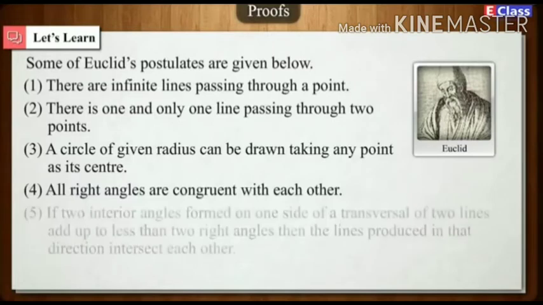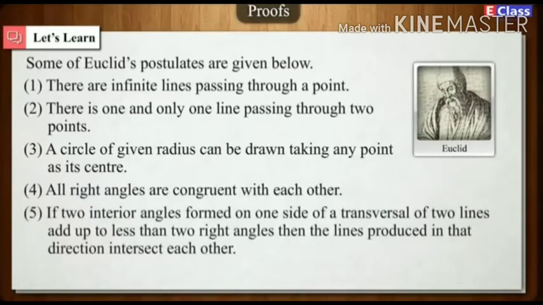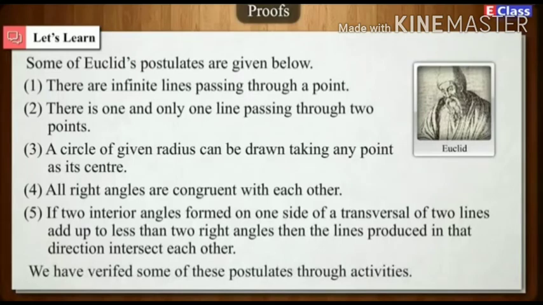5. If two interior angles formed on one side of a transversal of two lines add up to less than 2 right angles, then the lines produced in that direction intersect each other. We have verified some of these postulates through activities.